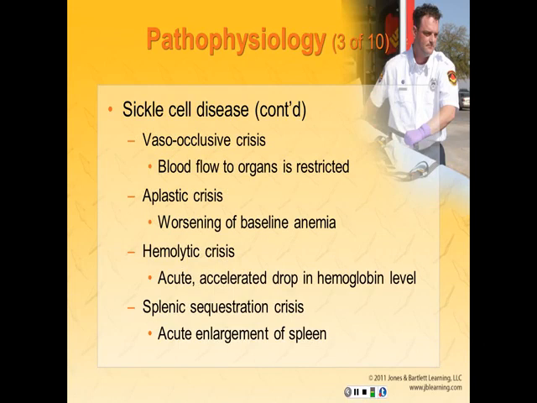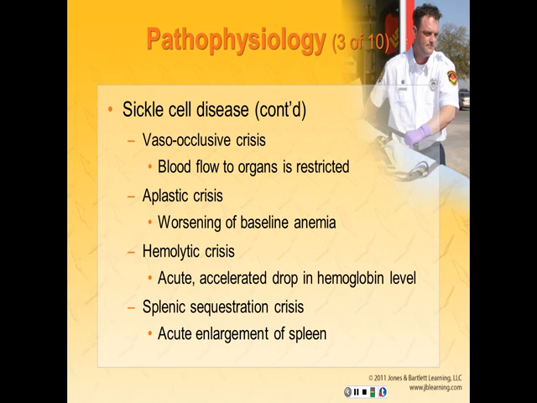Aplastic crisis is a worsening of a patient's baseline anemia. Lack of circulating red blood cells in the body causes this. It causes tachycardia, pallor, and fatigue, and it may be caused by the parvovirus B19, which affects the production of new red blood cells, nearly stopping it for 2 to 3 days.